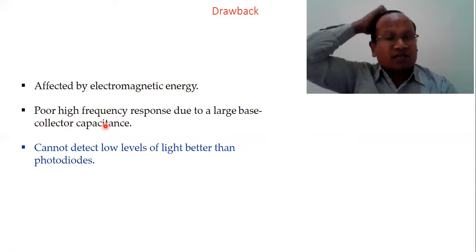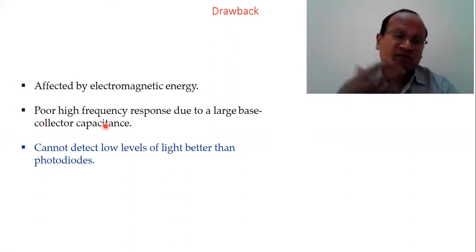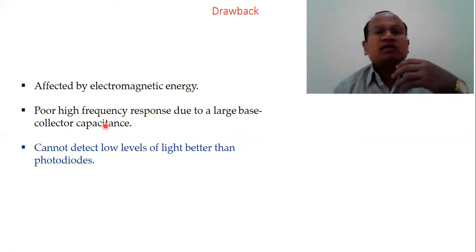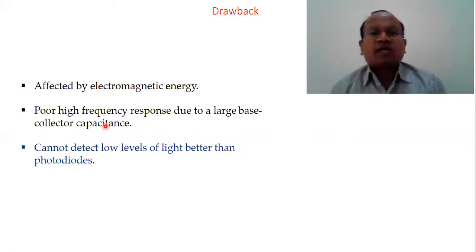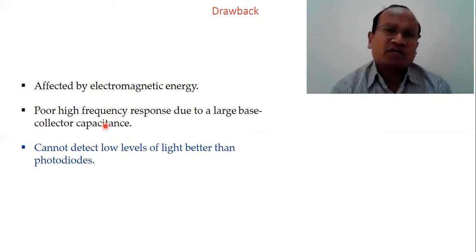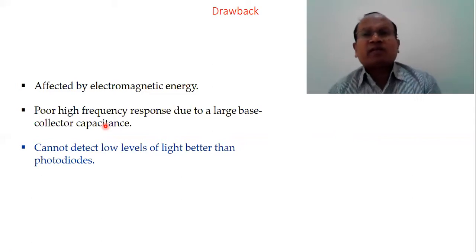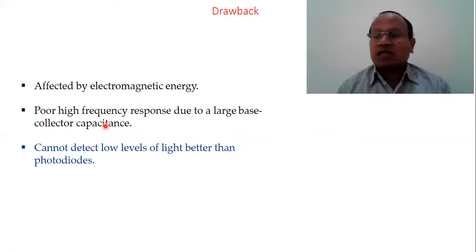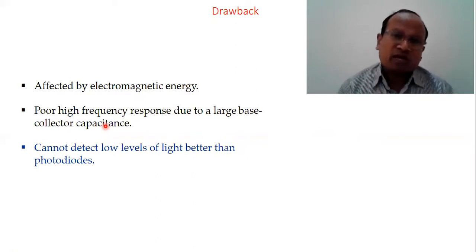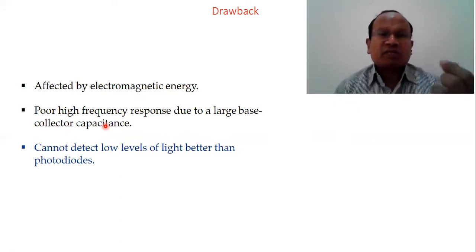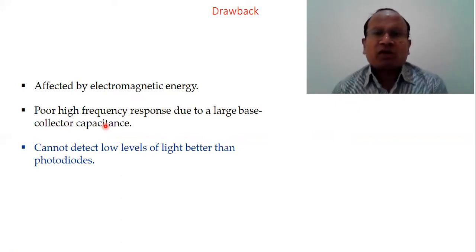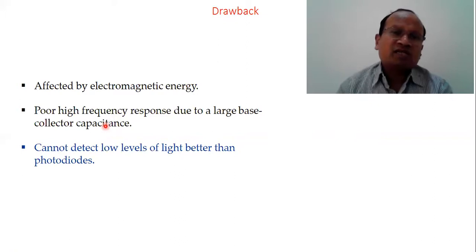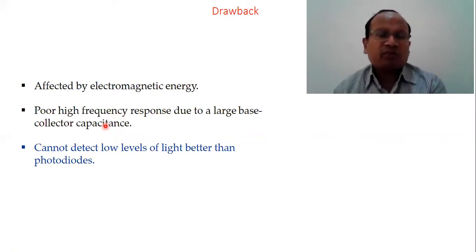The base collector capacitance is large, and because of that the frequency response suffers. Because we know that when we calculate or draw the frequency response, the lower and higher cutoff frequencies play an important role, and in the calculation of frequencies capacitance plays the most important role. So when the capacitance becomes large, the frequency response, especially the high frequency response, is not very good.